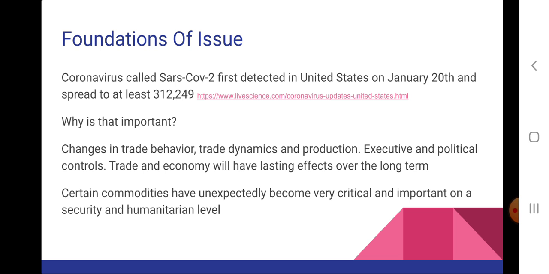But why is this important, that this epidemic is sweeping across the United States? Well, because it has huge implications in trade and international trade and how we're operating as a country right now, and it's changing trade behavior, trade dynamics, production, localized here, both in our states and nationwide. And we're seeing executive and political controls on all this framework in the United States. Trade and economy will have lasting effects over the long term. I don't purport to know exactly what those effects are going to be, but I think everybody agrees that we're going to see ramifications for a very long time past this in our economy and internationally. Certain commodities have unexpectedly become very, very critical on a security and a humanitarian level.